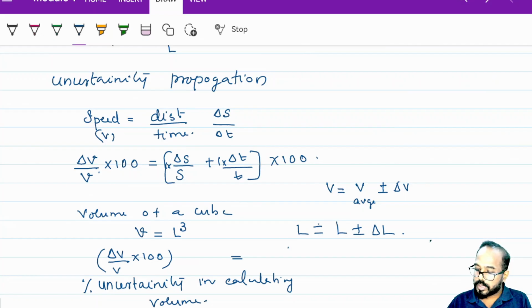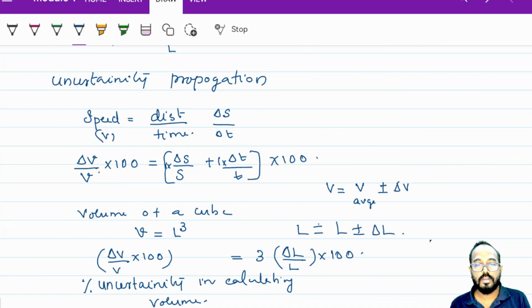L, what is the percentage uncertainty? Delta L upon L into 100. Always multiply the power. What is the power here? L cube. It will be 3 times this. Understood? The power is always there. In this equation also, distance the power is 1, time the power is 1. You are multiplying it. Usually 1 we don't write. If it is square, it will be multiplied with 2, like that. If the root is there, it will be multiplied with 1 by 2. Is it clear?